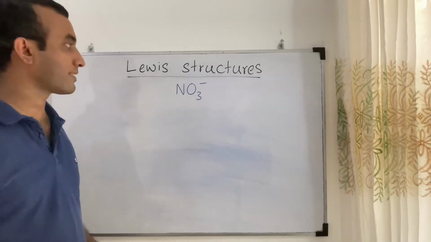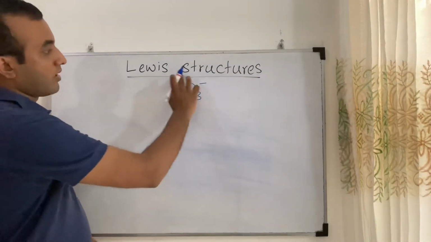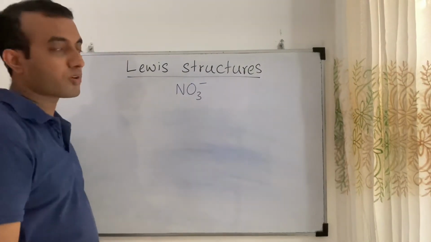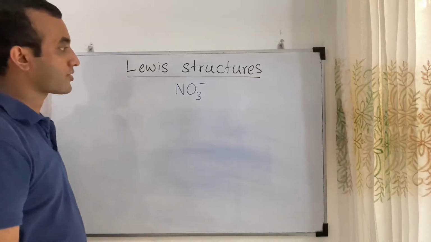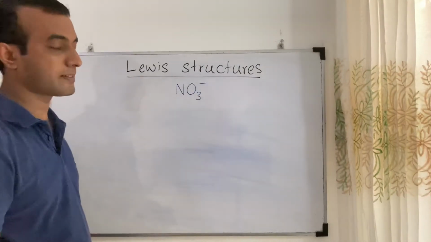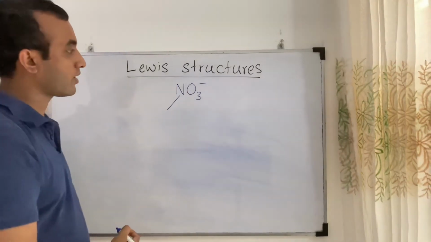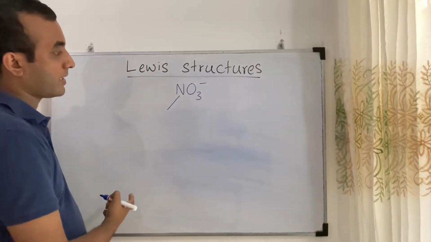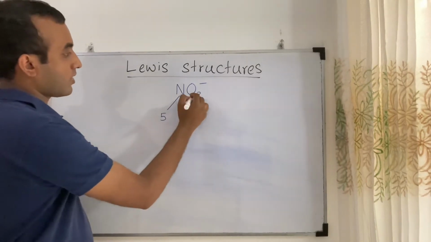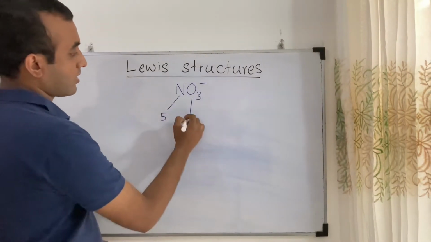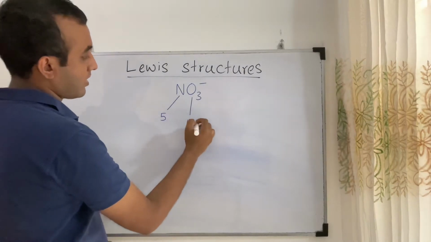Let's move to the second example. So let's try to understand how to draw the correct Lewis dot-dash structure for this NO3 minus ion. As we know, the first step is to calculate the number of valence electrons. So nitrogen is group 15, so it has 5 valence electrons. Oxygen has 6 each, so altogether 18.